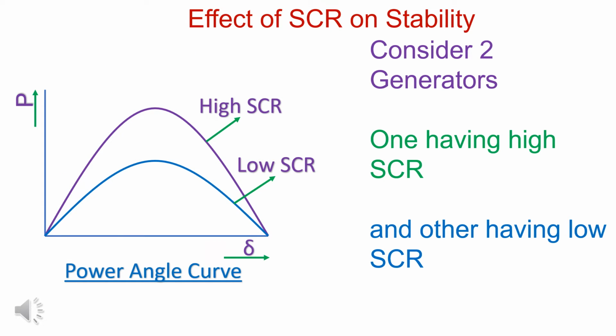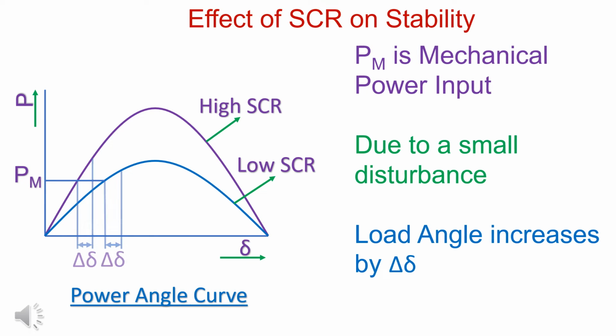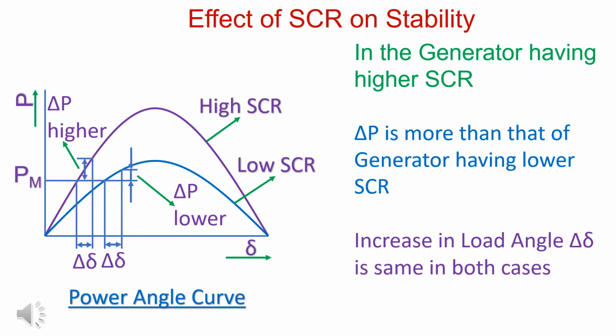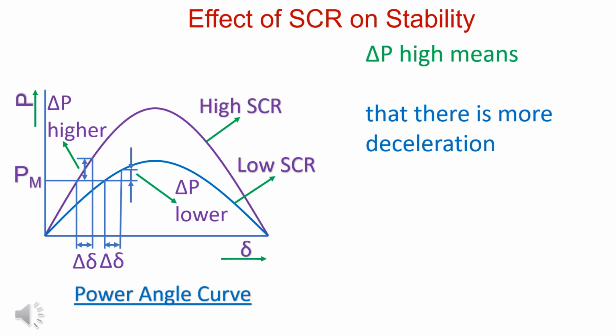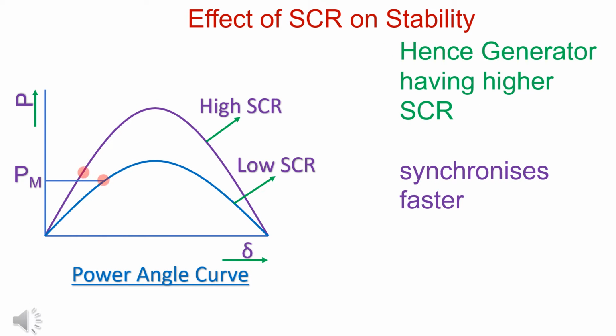Let us consider two generators, one having high SCR and the other having low SCR. Let there be a small disturbance. Due to it, load angle increases by delta. Increase in load angle is the same in both the generators. Delta P is higher in a generator having high SCR. Delta P higher means that there is more deceleration. The generator having high SCR synchronizes fast.